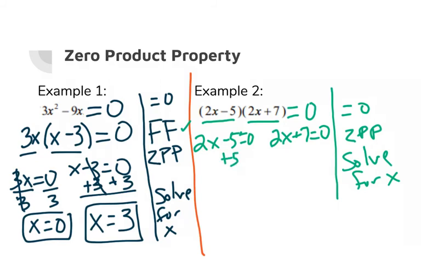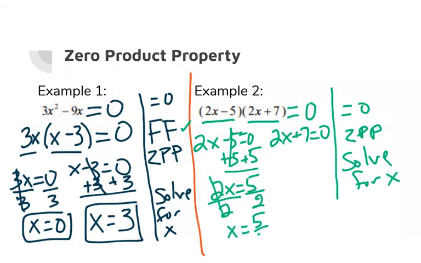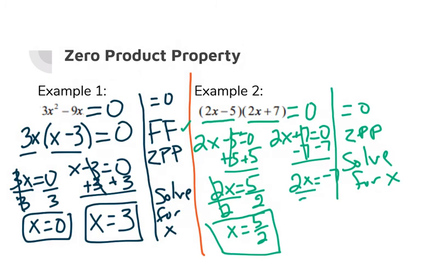So here I'm going to add 5 to both sides. 2x equals 5. And divide both sides by 2. So here I would get x equals 5 halves, or if you do it in the calculator, 2.5. And on this one, pretty similar steps, but I'm subtracting 7 on both sides. And then again, dividing by 2. Oops, that's a negative 7 in case you can't see. So here, x would equal negative 7 halves.